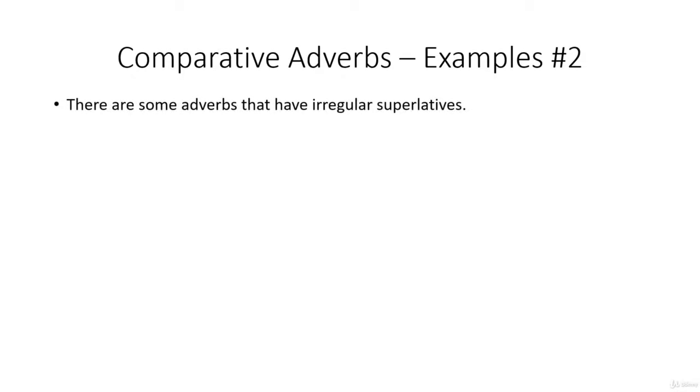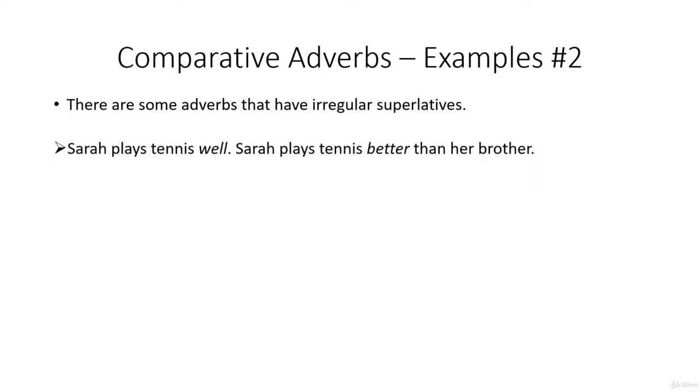And as usual in English, we have some irregularities. Sarah plays tennis well. Sarah plays tennis better than her brother. So the comparative of well is better. Jim scored badly on the test. Jim did worse than Paul. So badly as an adverb is worse as a comparative adverb.